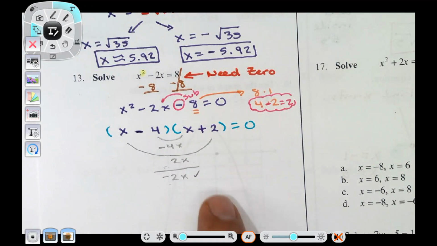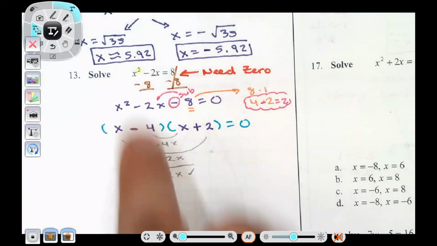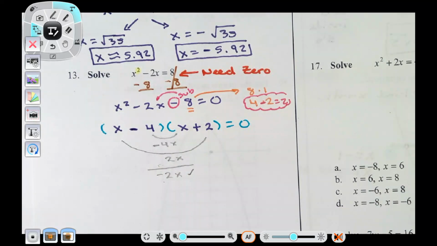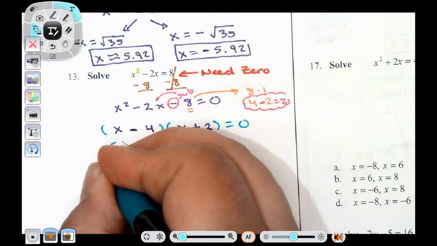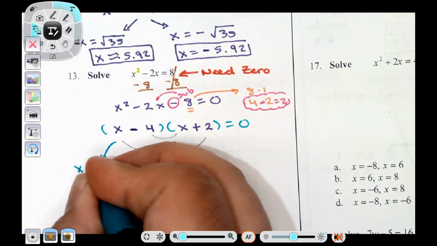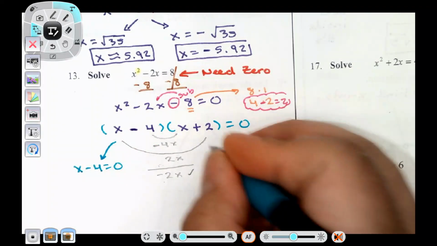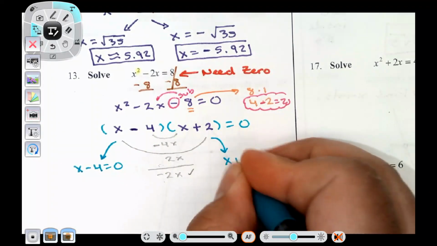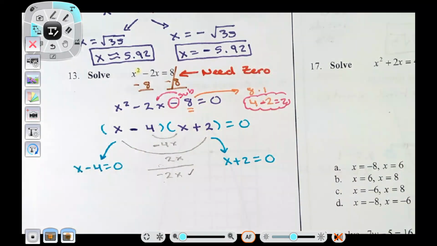All right, well, I'm not done. It says solve. It doesn't say x equals yet. So we take our last step, which is I take each factor. I'm going to take that x minus 4 and make it equal to 0. I'm going to take that x plus 2 and make it equal to 0.